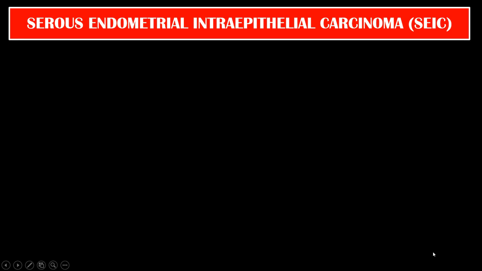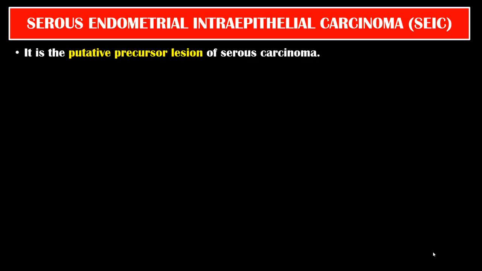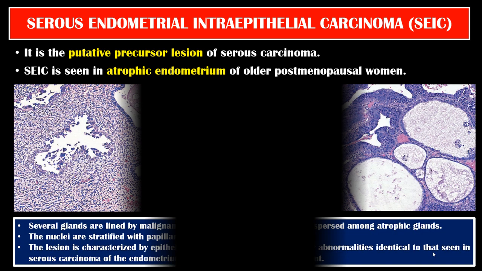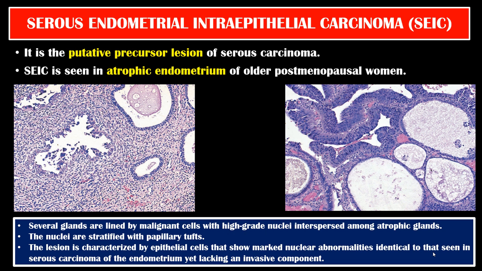Serous endometrial intraepithelial carcinoma. It is the putative precursor lesion of serous carcinoma. It is seen in atrophic endometrium of older postmenopausal women. Here in this photo, we can see several glands. These glands are lined by cells with high-grade nuclei interspersed among atrophic glands.